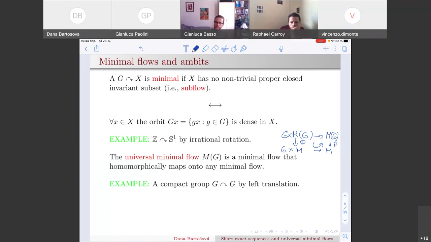And there are some trivial examples of that. So if I have a compact group, then I have a left translation action, and that is going to be the universal minimal flow. And of course, it is minimal because it is transitive and cannot be anything bigger. So there are some that are very much non-trivial. For instance, if you look at the universal minimal flow of what we could think of as the simplest infinite group, then this is huge. This is as huge as it could potentially be for a minimal flow, and it is therefore also non-metrizable.